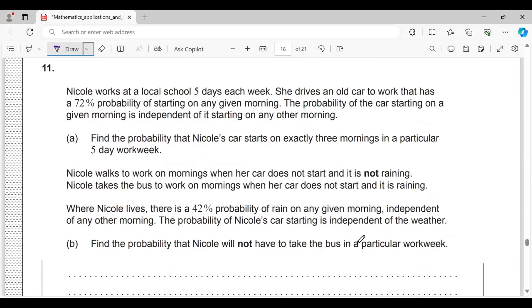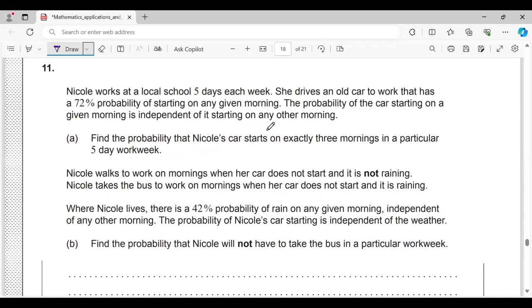11. Nicole works at a local school 5 days each week. She drives an old car to work that has a 72% probability of starting on any given morning. The probability of the car starting on a given morning is independent of it starting on any other morning. Find the probability that Nicole's car starts on exactly 3 mornings in a particular 5-day work week.